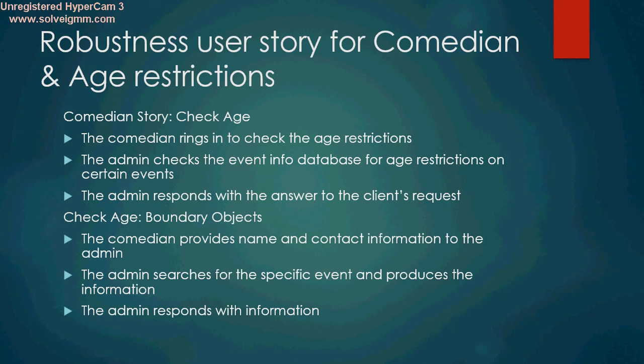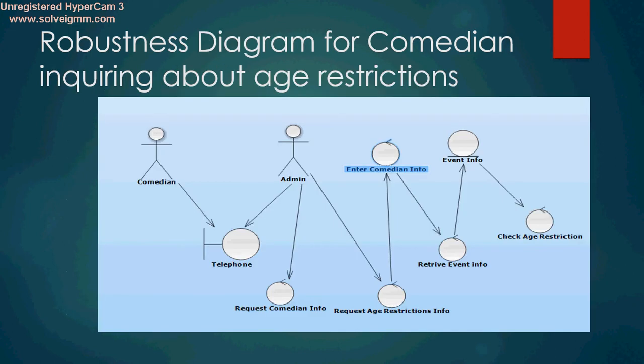So some of the boundary objects would be the Comedian provides name and contact information to the admin, who would search for a specific event and then produce the information, and then the admin would respond with the information through the telephone. Here you can see that user story displayed in the robustness diagram. So the Comedian would ring in, the boundary would bring a telephone to the admin, who would then request the Comedian information and the age restrictions information, and then upon that would enter the information and retrieve the event data from the event database. So the actors, the boundary, and the connections and associations are all there, and end up with the age restriction.